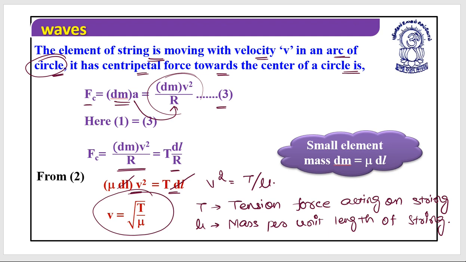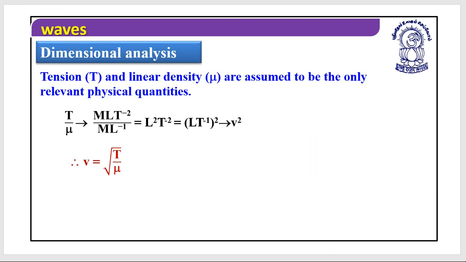We have a different approach too, and that approach is known as the dimensional analysis approach to derive this formula. What we understand is that velocity v depends on the tension and depends on the mass per unit length, but we don't know the powers of the same. So what we are supposed to do is, v is directly proportional to T to the power a and mu to the power b, and then using the dimensional approach we derive this formula.